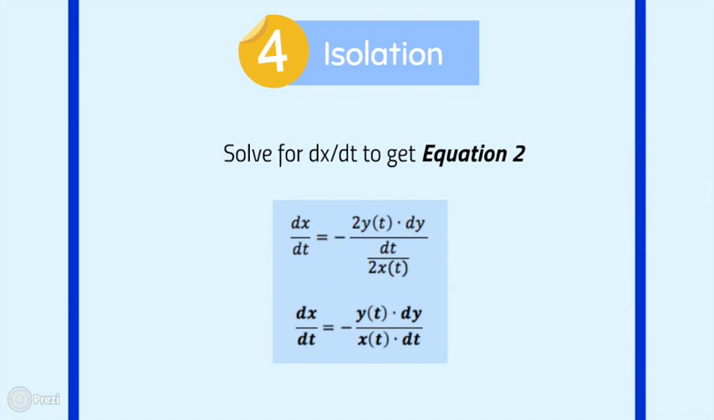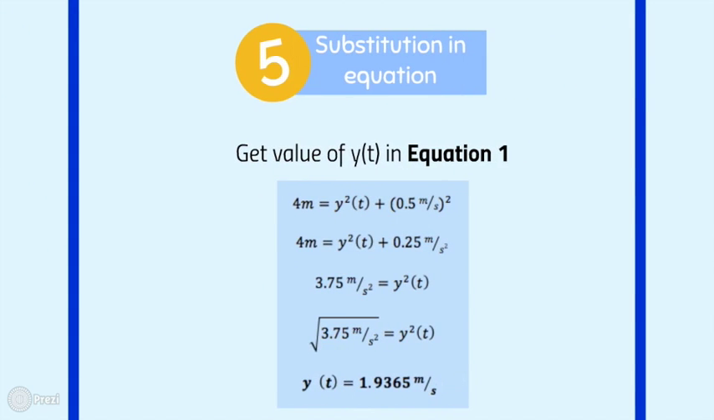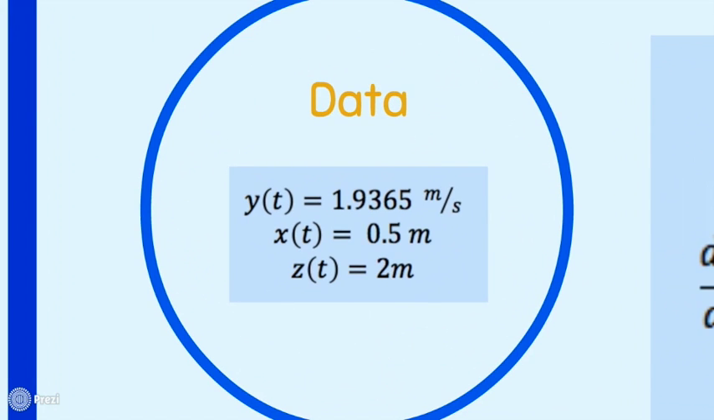So now we're going to solve for dy over dt. That means we isolate it to get equation 2. Next, we get the value of y of t from equation 1, since we don't have it. We plug in the values that we know and solve for y. Okay, so now it's time to check our data again. We now have y of t, x of t, and z of t. Now we can solve what they're asking for.